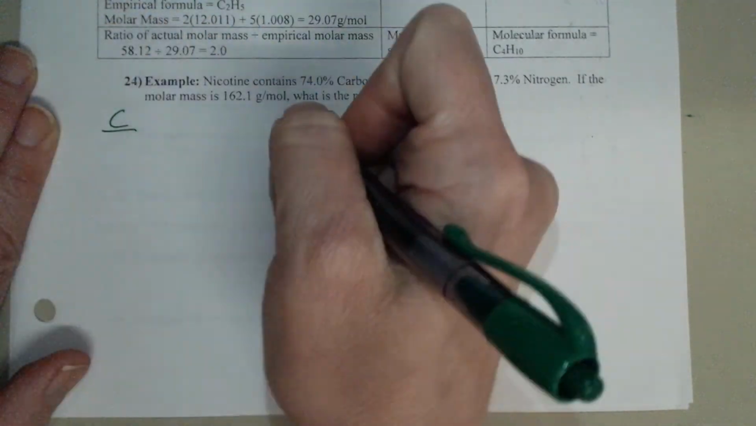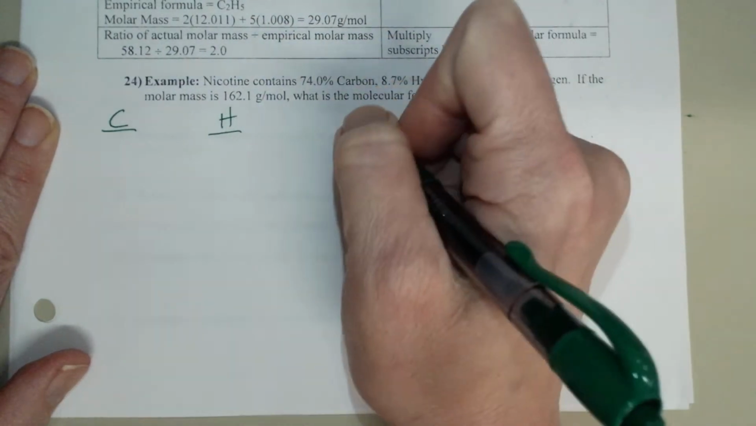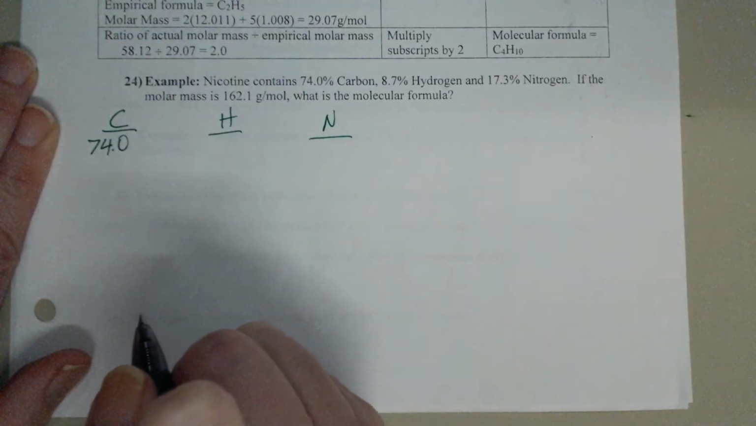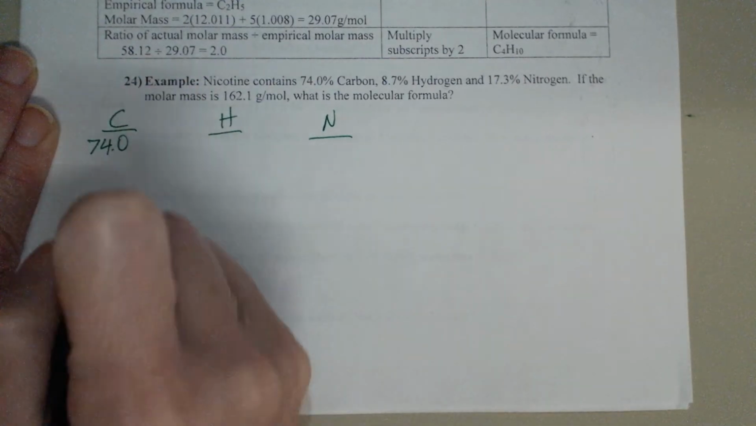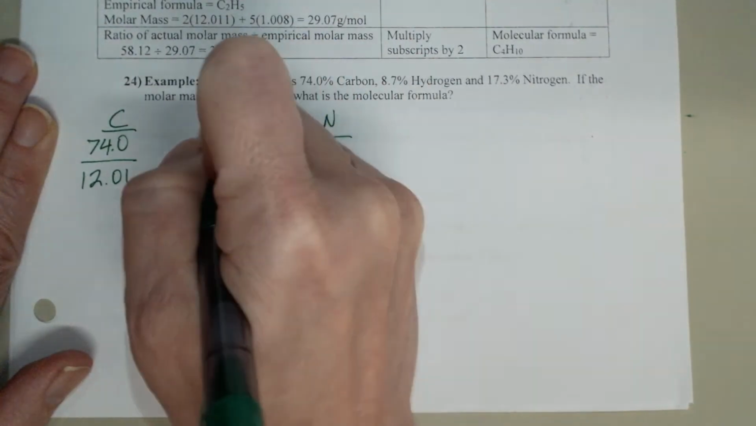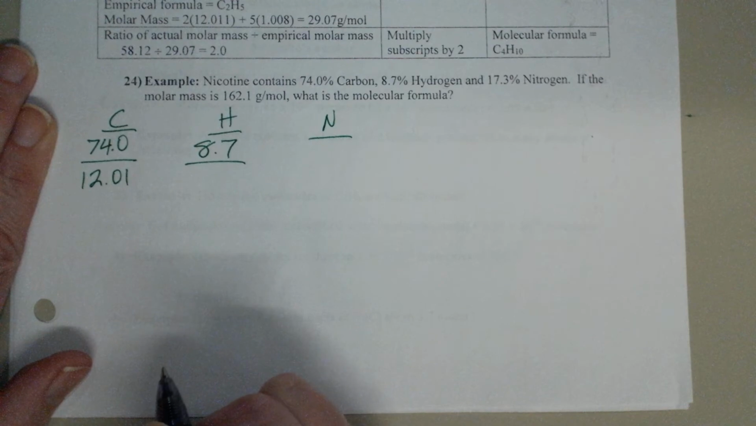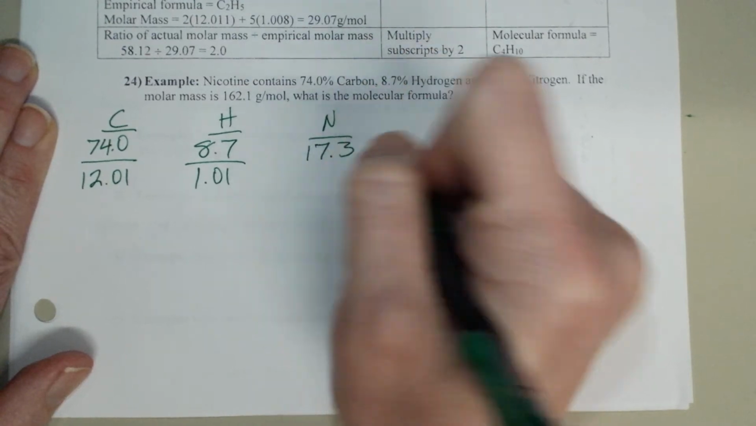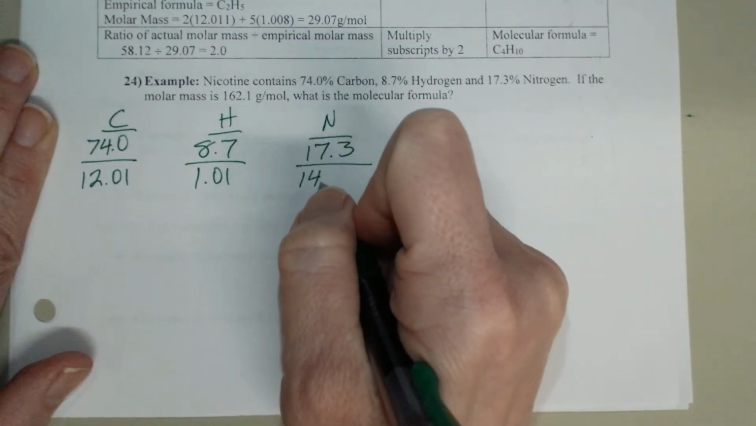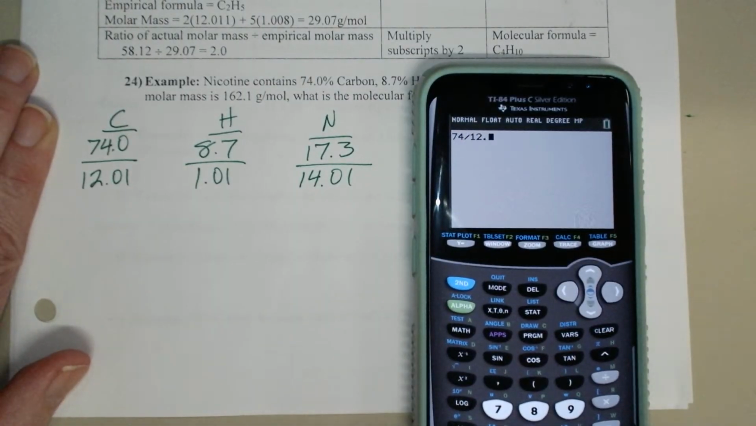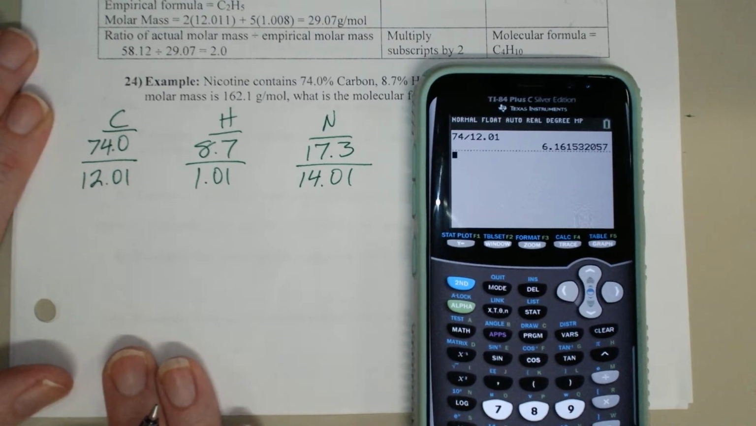So we have carbon and hydrogen and nitrogen. Carbon is 74.0 percent, same thing for these purposes grams, and the molar mass of carbon is 12.01. For hydrogen, it's 8.7, and the molar mass of hydrogen is 1.01. For nitrogen, it's 17.3, and the molar mass of nitrogen is 14.01. So we're gonna divide each of these numbers first, okay? So 74 divided by 12.01. And we wanna go 3 non-zero numbers past the decimal.